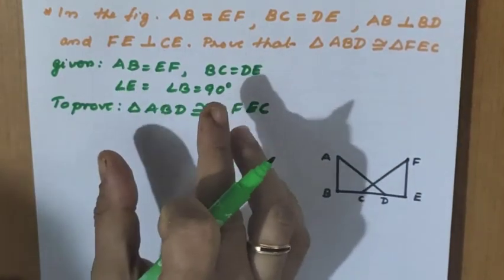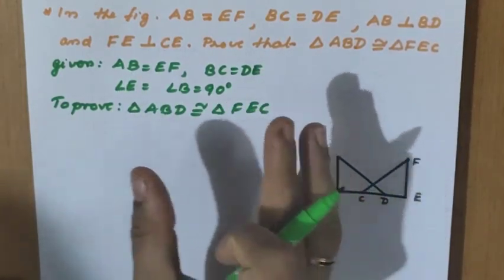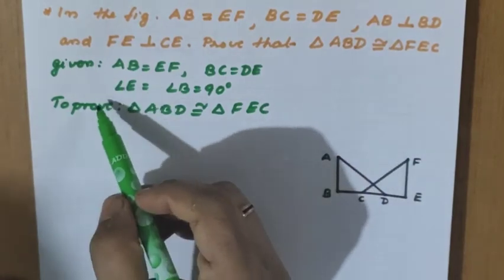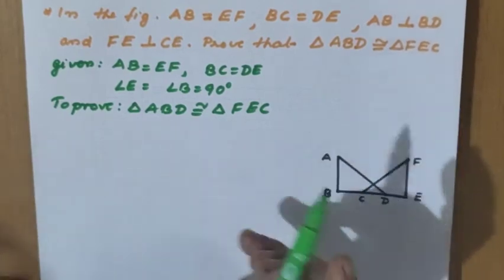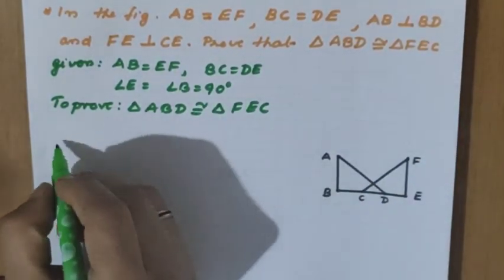So already we have learned the procedure, how to write the steps. So directly I am writing given and to prove, already written in the part. Directly I'll go for the proof only. Whatever is given in the question, just copied. Now proof.